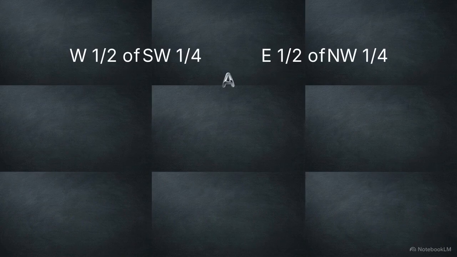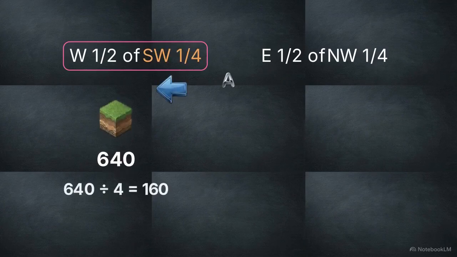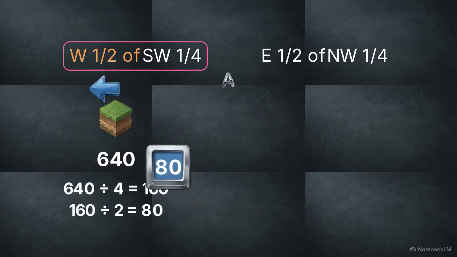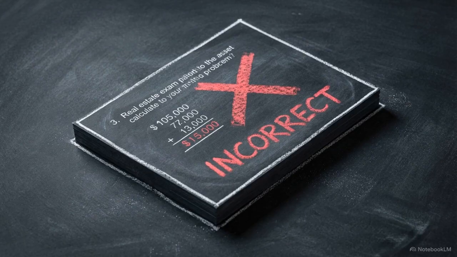Let's execute our calculation for part 1, strictly to the left of the ampersand. Start at 640. Divide by 4 to get 160. Move left, divide by 2, and we get 80 acres. Write that 80 down and set it aside. Pay close attention to this next step, as it is the most common place students fail on the exam.